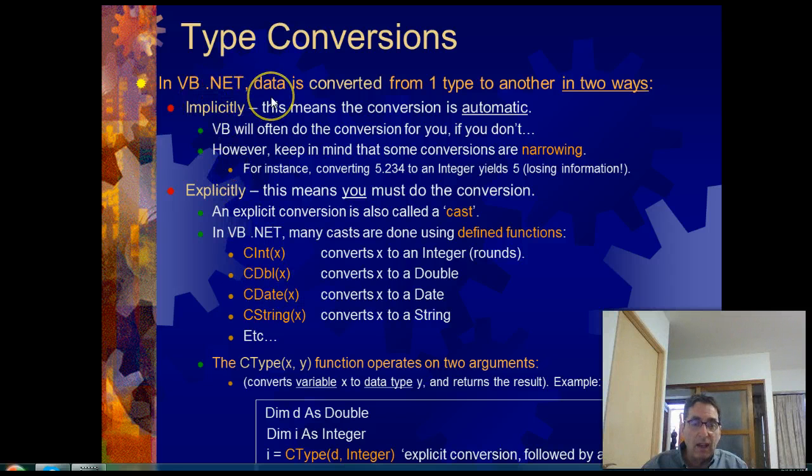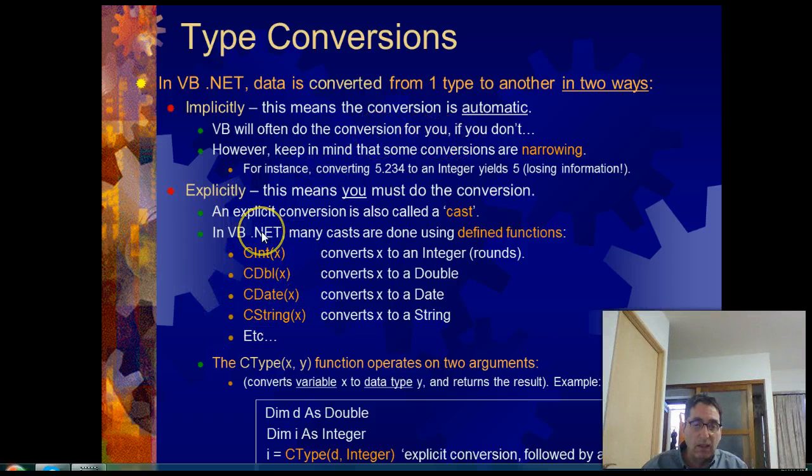In Visual Basic.net, data is converted from one type to another in two ways, either implicitly or explicitly. So this is doing it explicitly. This is saying what you want to happen, or you can let Visual Basic try to do it itself. Sometimes it will work and sometimes it won't. So that's called implicitly converting. This means that the conversion is automatic. Visual Basic will do the conversion for you if you don't do it.